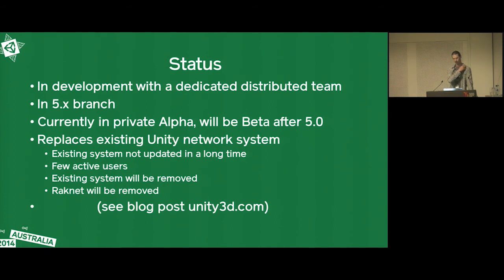So the new system is going to replace the old Unity networking system. That system has been around for a long time. It hasn't been updated in quite a while, and there's not very many active users of that system. So when the new system goes in, the old system will be removed, and that includes the RakNet third-party library, which the old system uses. And there was a blog post about this on the Unity blogs site.